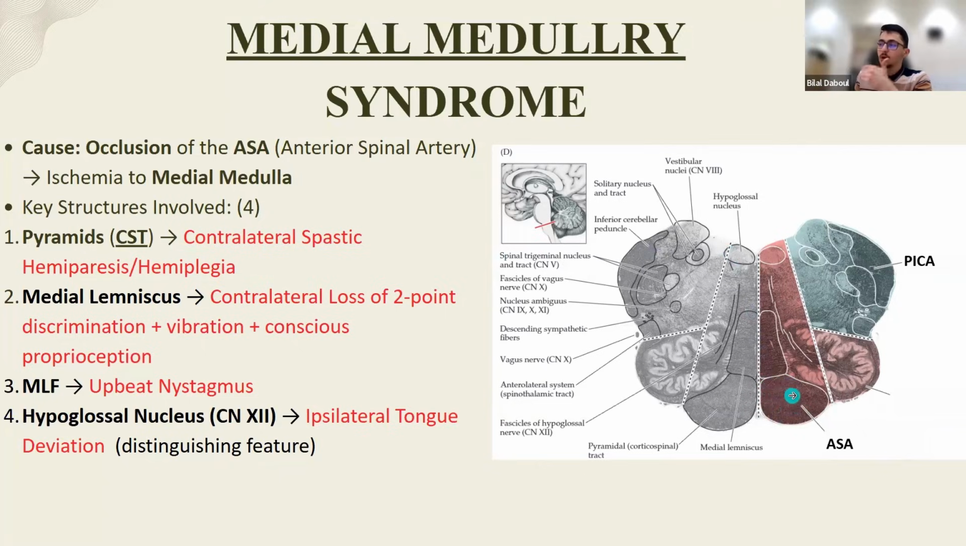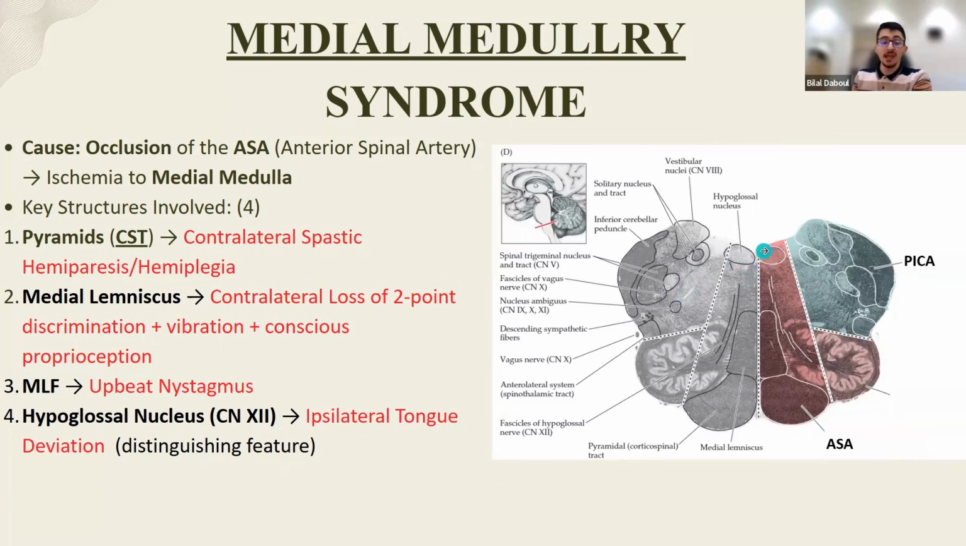So, because you have ischemia involving the pyramid or the corticospinal tract above the decussation, you would have contralateral spastic hemiparesis. Because the medial lemniscus is involved, you would have contralateral loss of 2-point discrimination, vibration, and conscious proprioception. Because the MLF is involved, you would have upbeat nystagmus, meaning involuntary movements of the eye up and down, because the MLF, I talked about its function, coordinates head and eye movement.